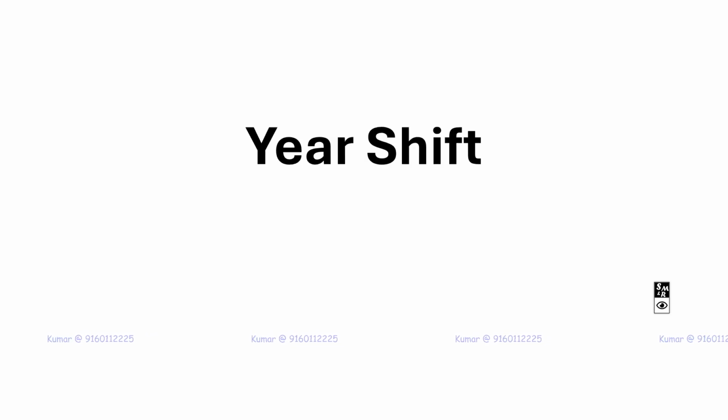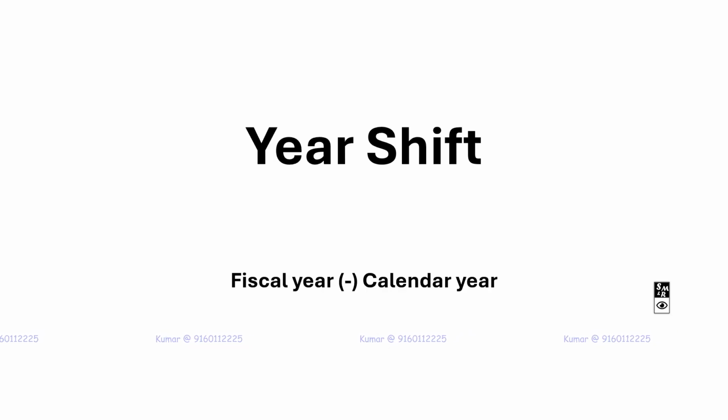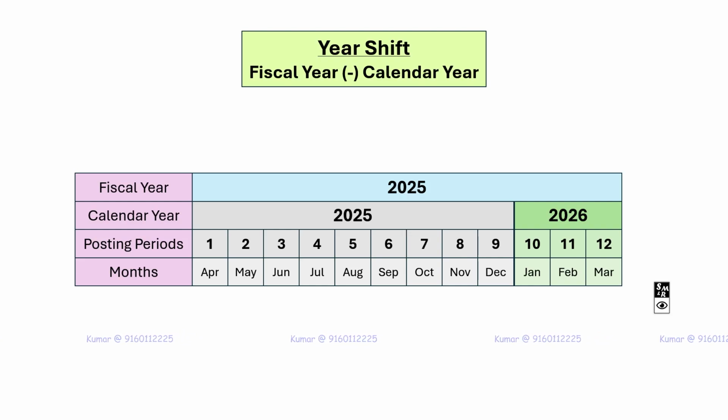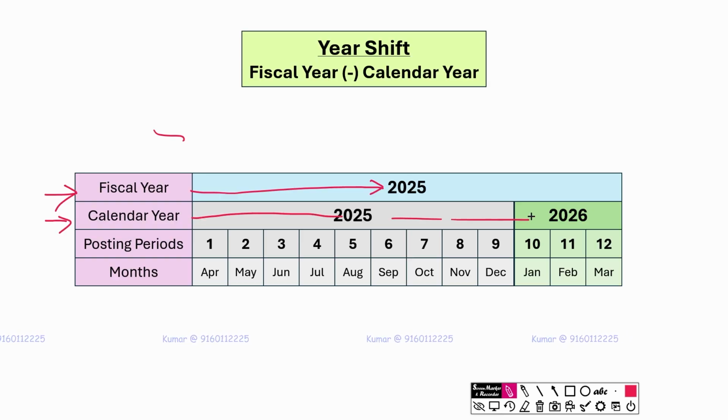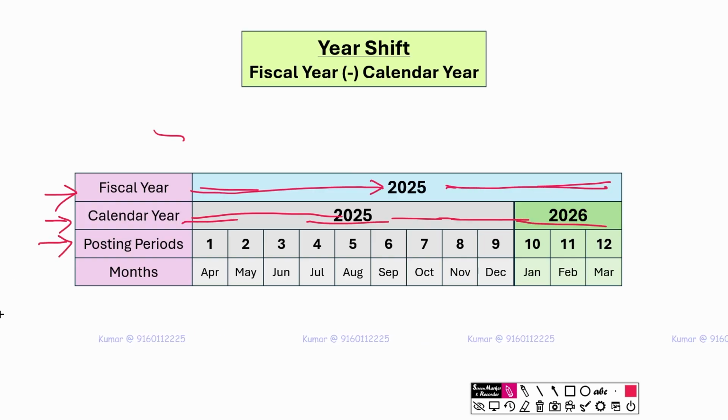We have understood this fiscal year 2025 because to calculate the year shift, there is only one formula in the entire FICO course. The year shift formula is fiscal year minus calendar year. Now we're going to calculate this year shift for each and every month. Here, the first row is for the fiscal year and the second row is for the calendar year 25-26. Both calendar years are there in our fiscal year. In the entire fiscal year 2025, we have two calendar years, 25 and 26. Next are the posting periods 1 to 12, and these are the month names in this entire financial year.